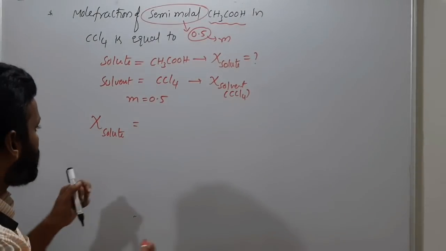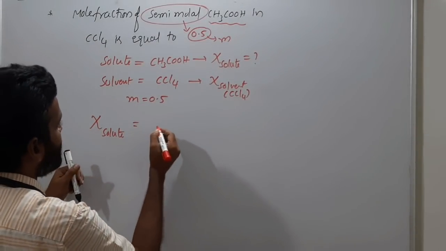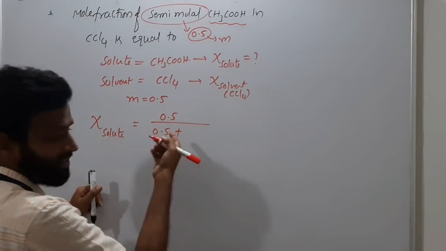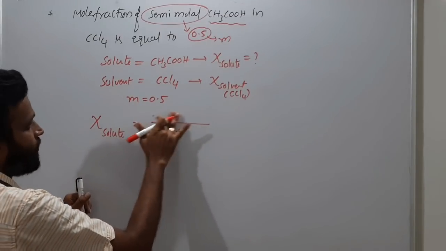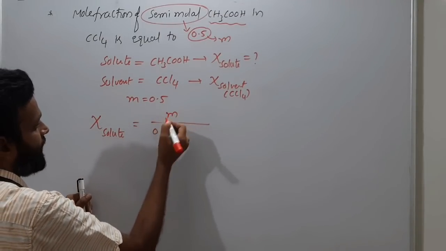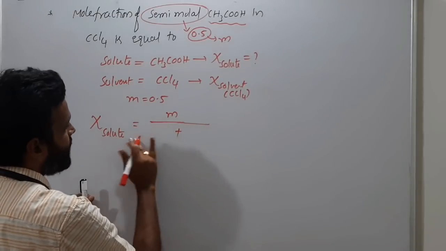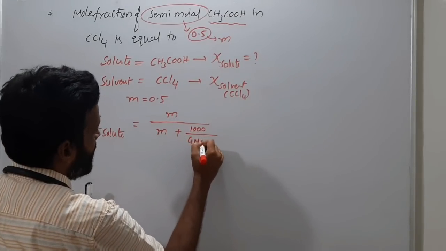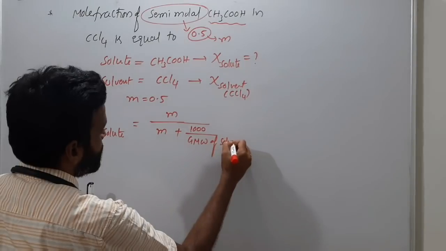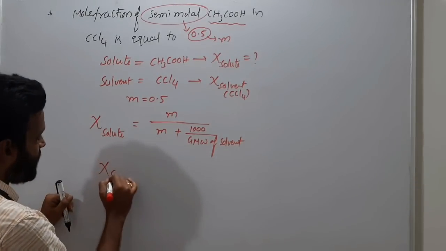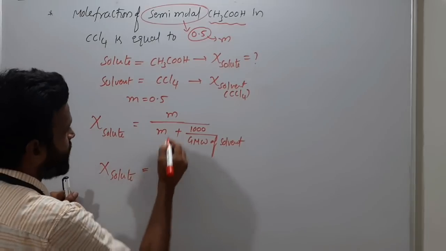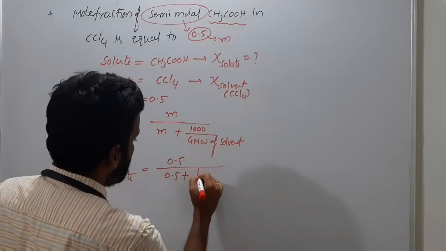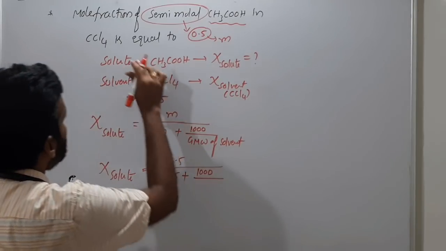Understood? So mole fraction of solute, you will have now 0.5 by 0.5 plus. I told you, now here I will write the formula. It is molality by molality plus 1000 by gram molecular weight of solvent. So substitute: mole fraction of solute is equal to molality, 0.5, by 0.5 plus 1000 by its molecular weight.